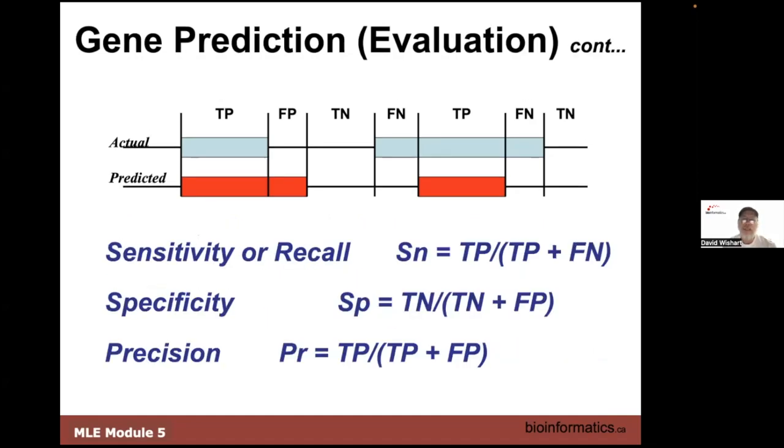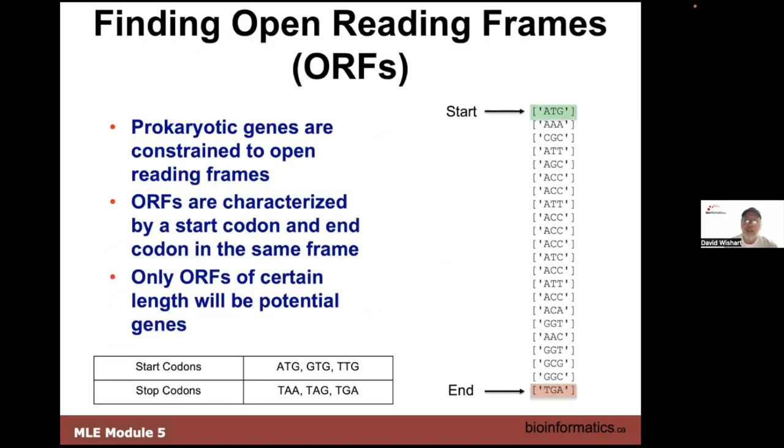The sensitivity has a formal calculation formula. We gave that last time. The specificity, there's also a calculation for precision. Again, these are all things you can look up, but this is how overall gene prediction evaluation is done. We'll use this later on when we talk about the performance of this gene predictor or finder.